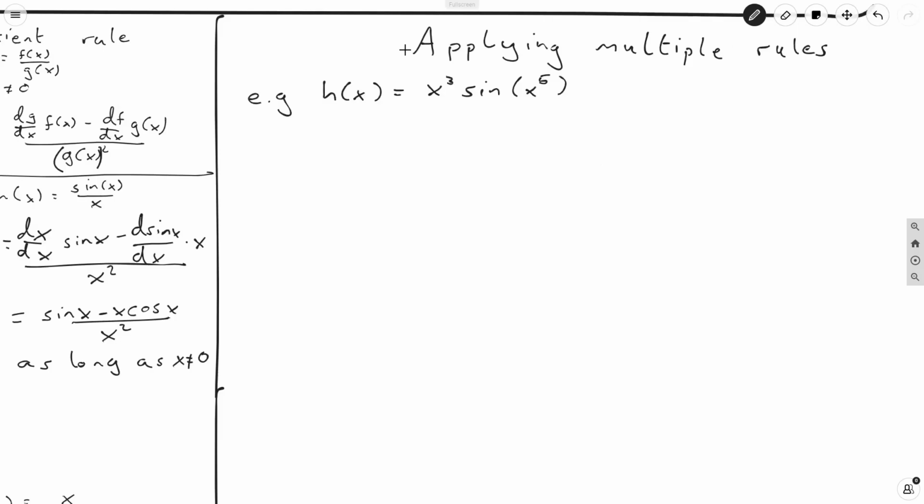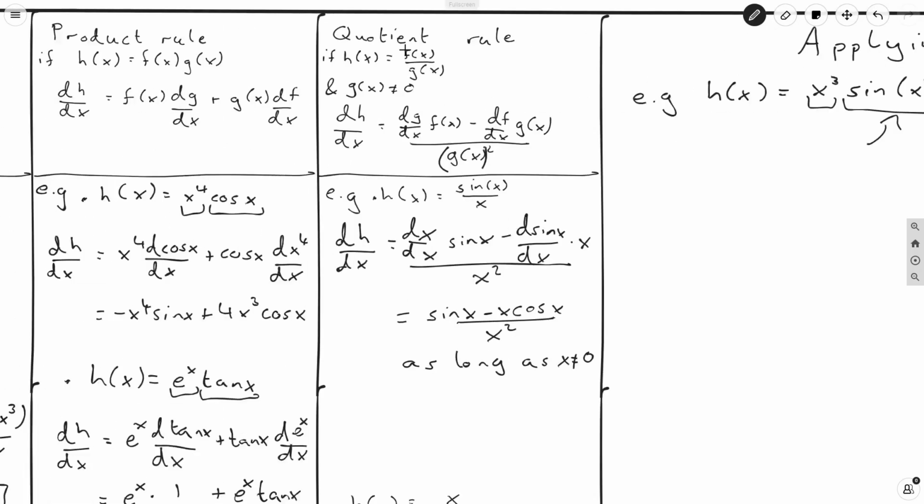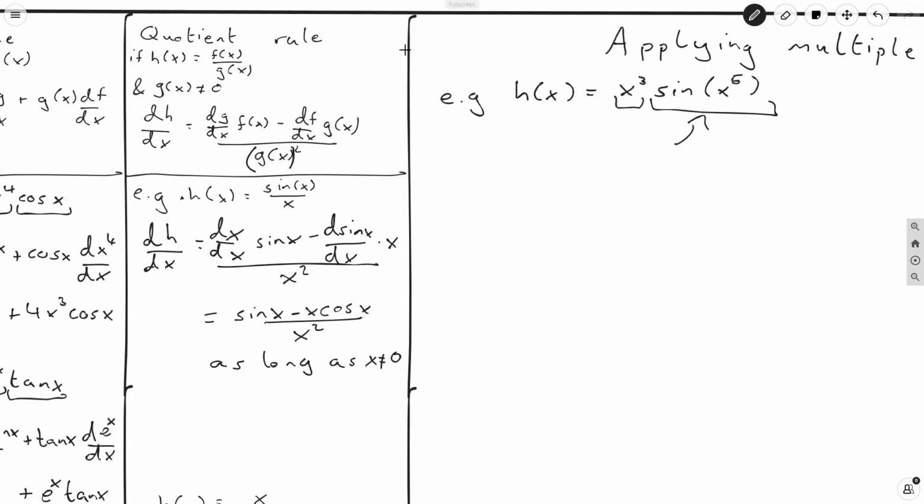So here we got the function h of x is equal to x cubed times sine of x to the 5. So this looks like a product rule application, because our function h of x can be written as x cubed times sine x to the 5. So great, we should apply the product rule. However, the issue is we don't know how to differentiate this function immediately. This sine x to the 5, if we want to apply the product rule here, we need to know dg dx and df dx. We need to know the derivative of the two things we're taking the product of. But we don't know the derivative of sine of x to the 5.